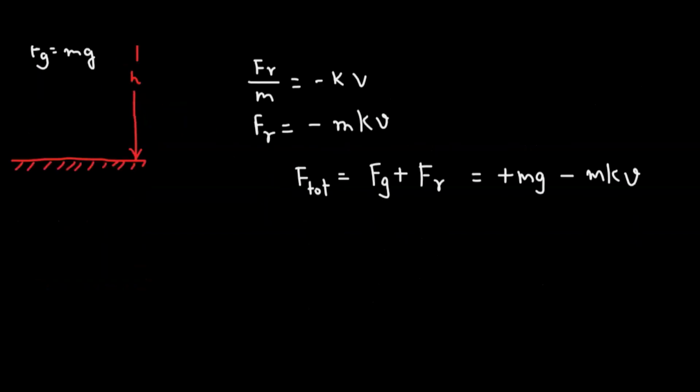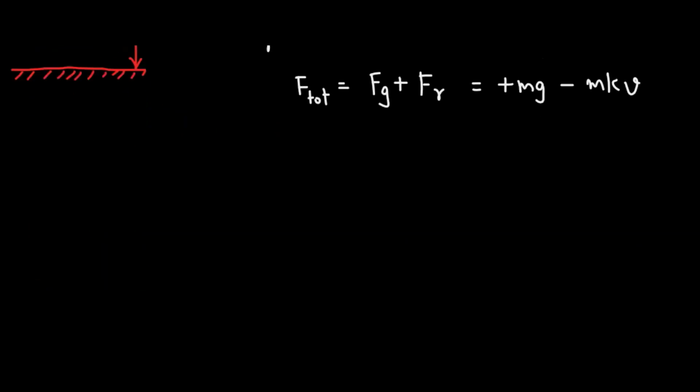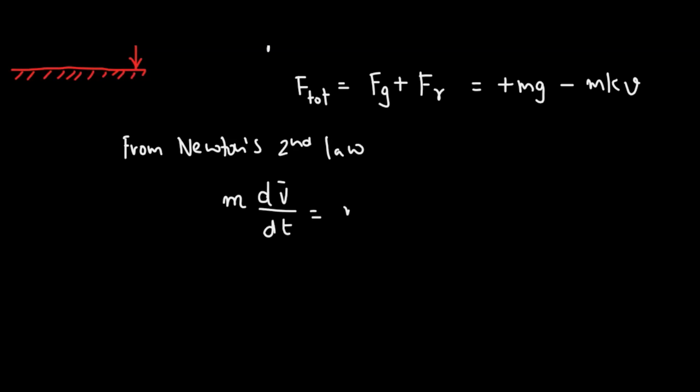Fine. So we have the total force acting on the raindrop. Now, from Newton's second law, F total will be given by mass times rate of change of velocity, and that will be equal to mg minus mkv. Dividing both sides by mass, we get dv over dt. Let's take only the scalar value, so we can get rid of the vector. So dv over dt is equal to g minus kv.